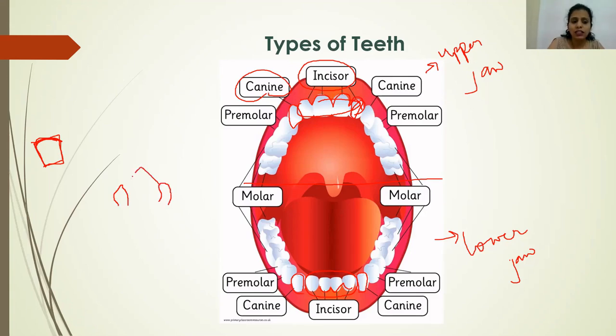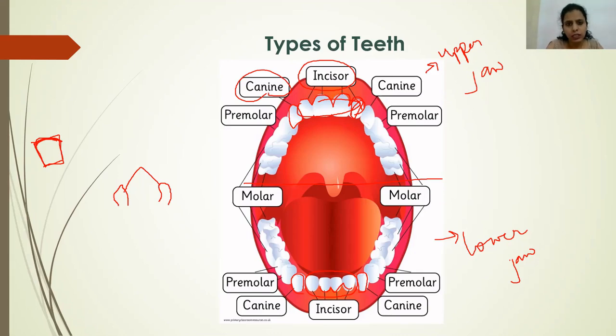In human beings, the canine is used in biting of hard food. For example, if you're eating a carrot, we generally avoid biting it with incisors. We bite it from the side tooth, or sugar cane we bite with the side tooth. So canines are used in biting of hard food.